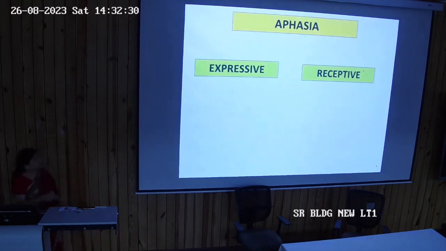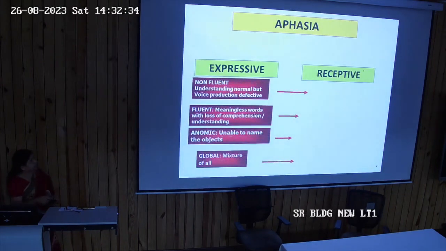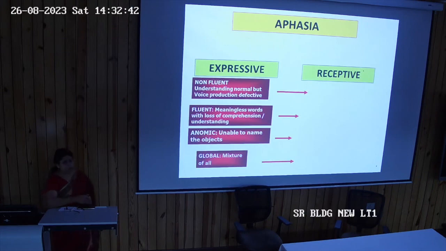So further classification, you can see aphasia may be expressive, receptive. Non-fluent: understanding is normal, but voice production is defective. Understanding normal means till the Wernicke's area it is normal, hear or see. But non-fluent means it cannot repeat. So understanding normal, but voice production is defective.